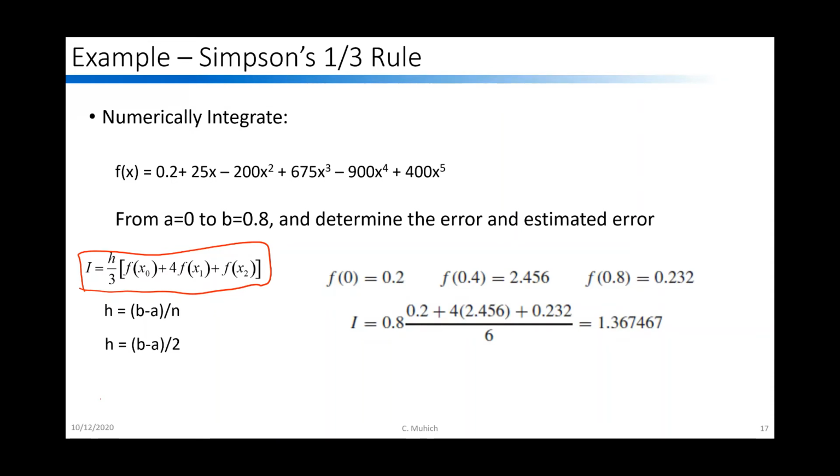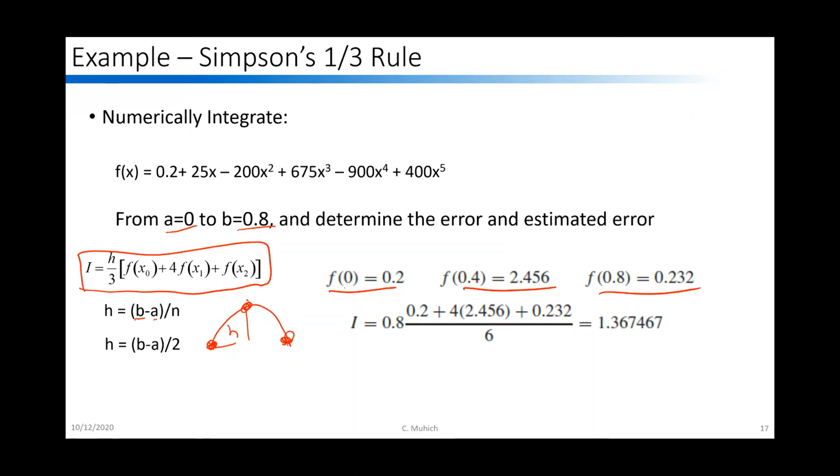So once again, we need to figure out the 3 points that we're going to work with. Here we have A and B. B is given as 0.8, A is 0. We still have an H that's B minus A over 2. This is because I need to find out what that middle point is, right? So I'm going between each of these points here. This is going to be our H.